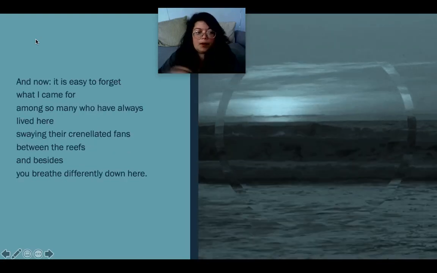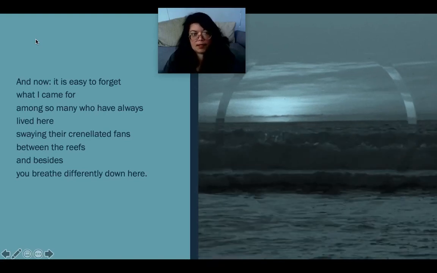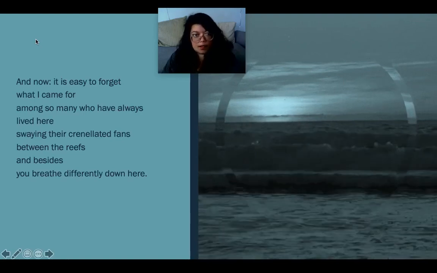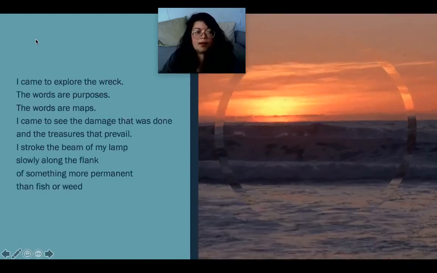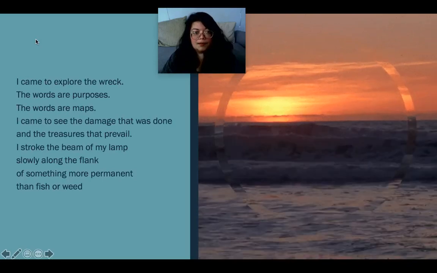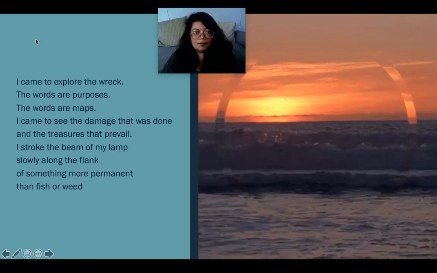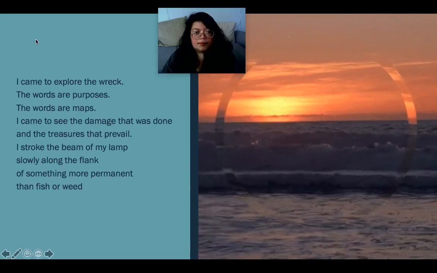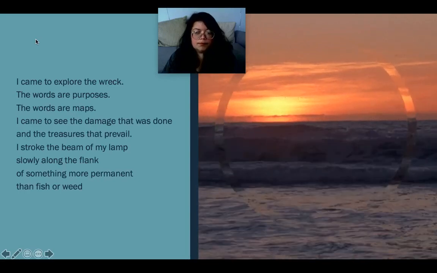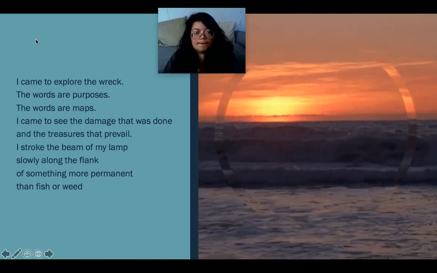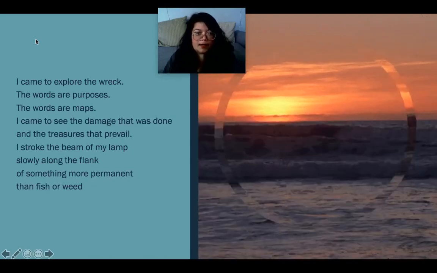Right? Before, and it is easy to forget what I came here for. Oh my God, it's beautiful. Oh my gosh, I love it so much. And then, I came to explore the wreck. The words are purposes. The words are maps. I was led here. I was guided here by language.